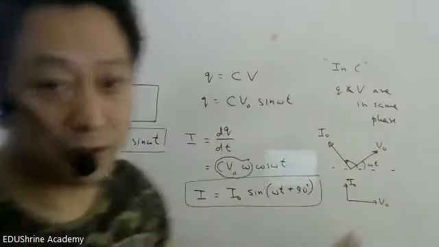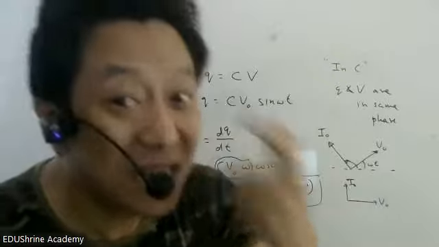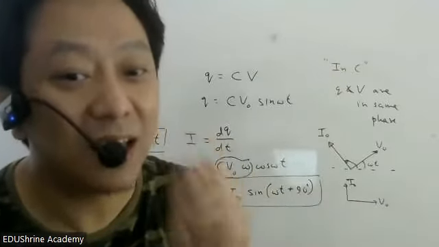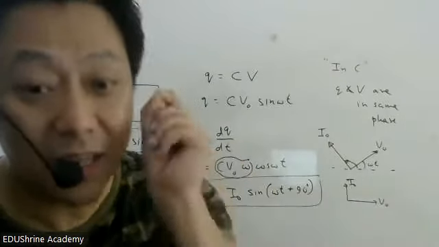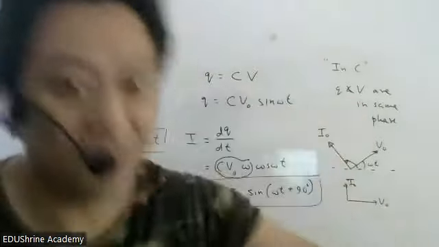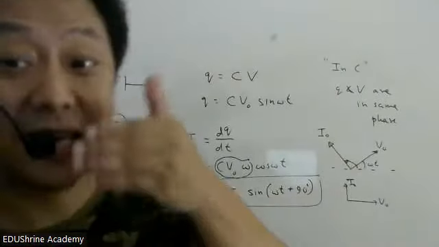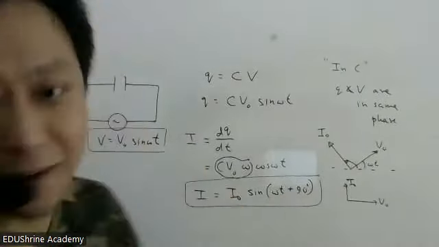So please remember this, students, that in a capacitor, current leads, L-E-A-D-S. Current leads in phase. By how much angle? 90 degrees. Why am I saying leads? Because there is a plus sign.